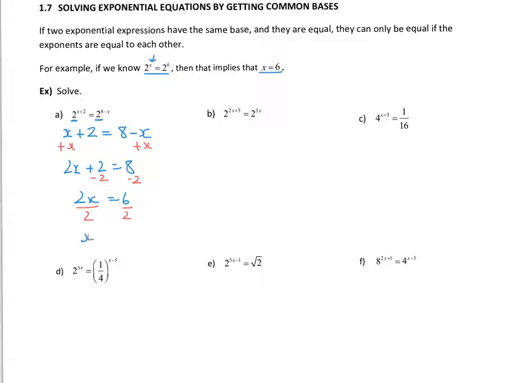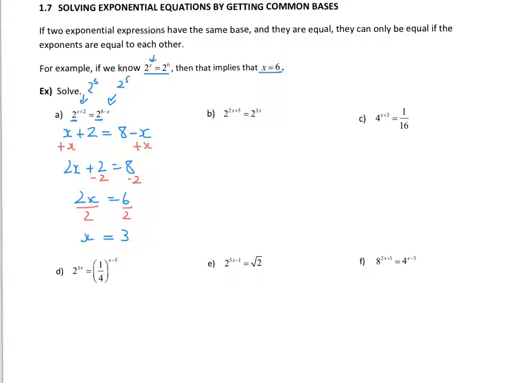So as long as the value of x is a 3, we're going to have the left side equaling the right side. So I can always check that. If I put 3 in for x, that gives me 2 to the exponent of 3 plus 2, which is a 5. 2 to the exponent of 5 is 32. Over here, if I put a 3 in where the x is, I get 8 take away 3, which also is 2 to the exponent of 5. So that's a way to check to see if the left side would equal the right side.